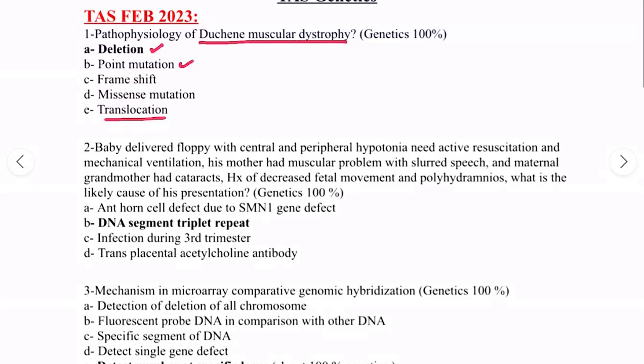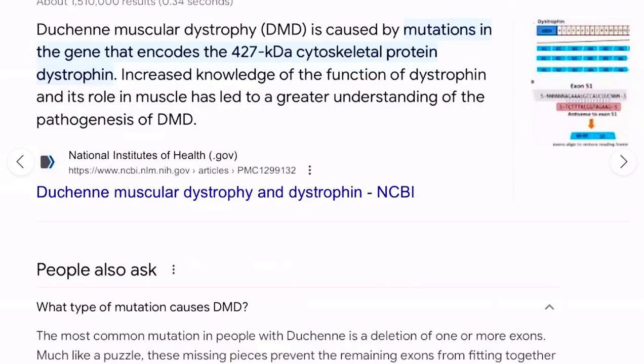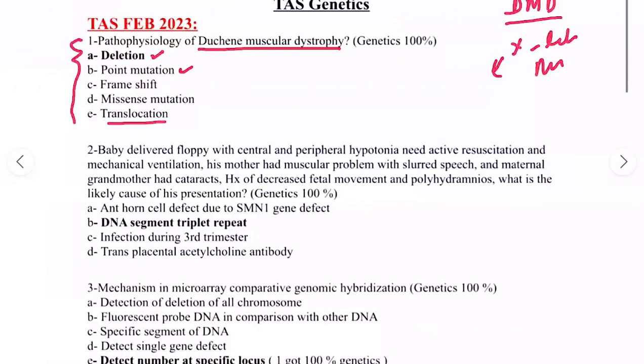See here, from this point you will come to know we always read Duchenne's muscular dystrophy as an X-linked recessive disease, coming into the boys. In the test examination, they will ask you, is this due to deletion? Which type of mutation is present? So see here, the most common mutation in DMD is the deletion of one or more exons. They may give you many questions with point mutation and other options, but the most common is deletion. I will tell you evidence-based answers for that.